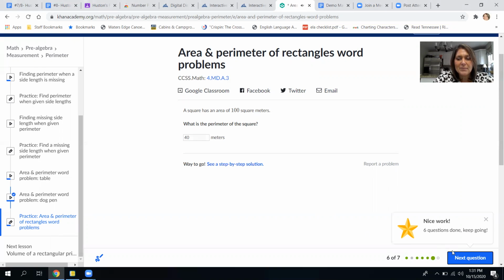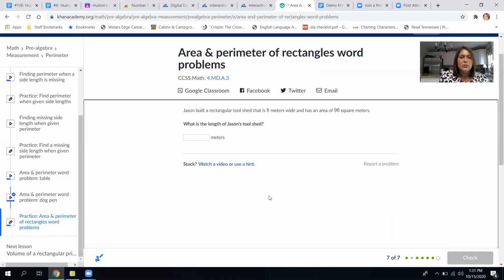All right, last practice problem. Jason built a rectangular tool shed that is 8 meters wide and has an area of 96 square meters. What is the length of Jason's tool shed? Okay, I'll give you a few minutes to figure out the problem.